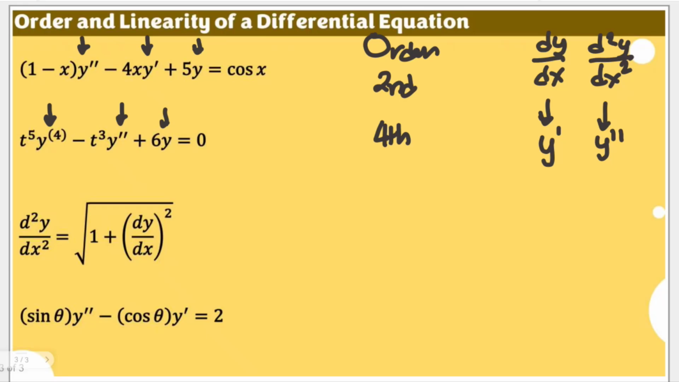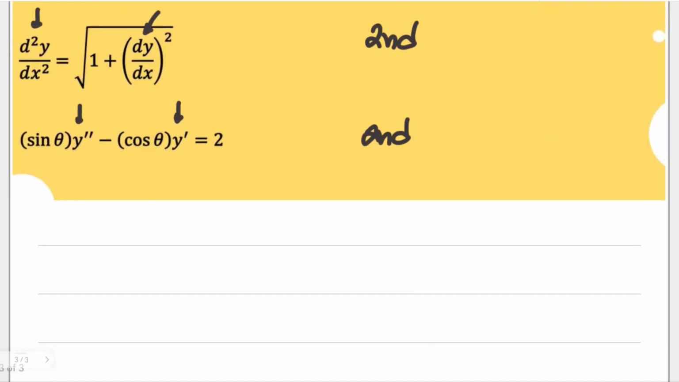Now let's talk about our third expression here. We have the second order, and this is the first order derivative of y with respect to x. In short, this is also a second order. Going to our fourth example, we have second order and first order, so this is still a second order derivative. So that's still the idea for the order of a differential equation. Now, let's go to the concept of linearity.